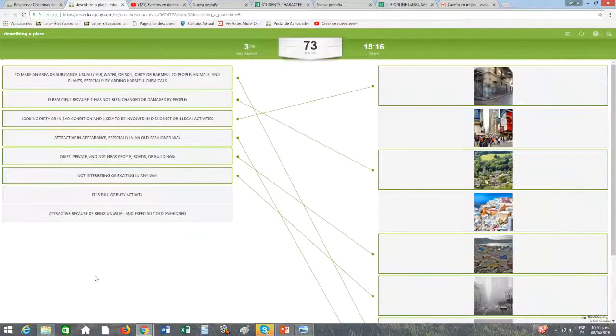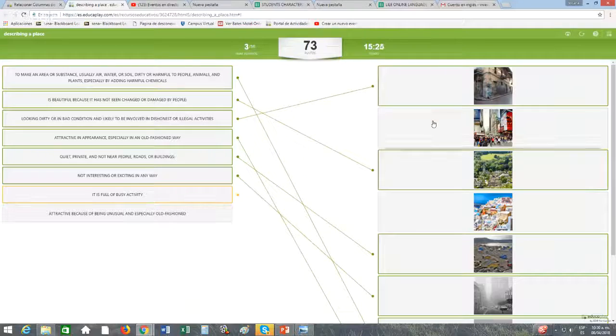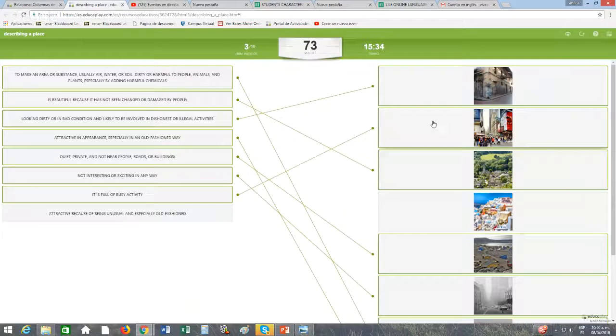Okay, we got two more. Next one. It is full of busy activity. Second picture. Yes, it is. As you mentioned, similar to New York. Now people are in a rush all the time. Yes. So, the description, the word will be?